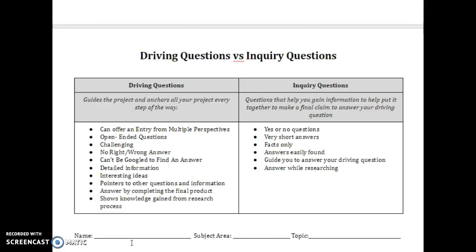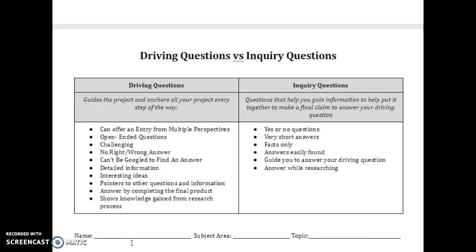Another thing about driving questions is that I can't just Google them. So for example, I can't say, what color is the sky. That isn't a driving question. Instead, I could say, what factors influence how we see color. That would be a driving question. Now, although we're not Googling or researching them, they are anchoring us.